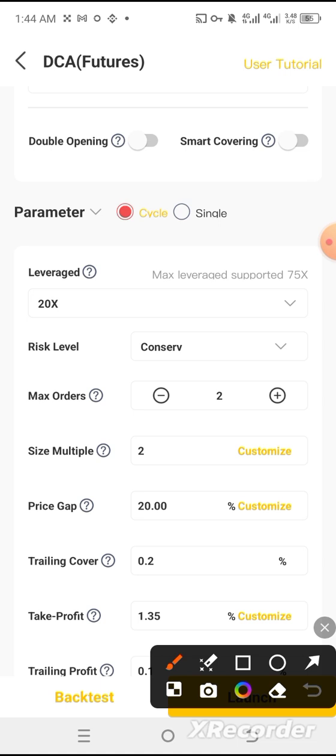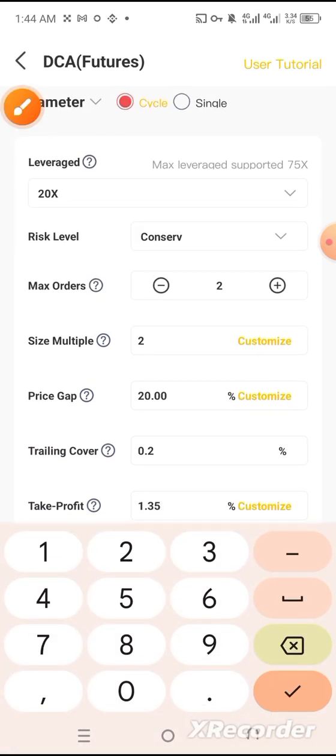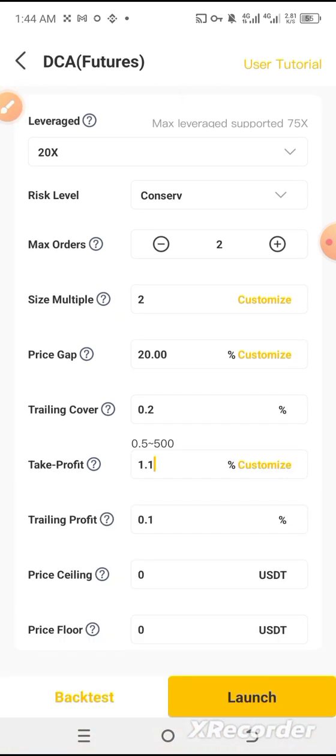We have 20x leverage. We have maximum order is 2. Then we have size multiple is 2, that means times 2 of the last purchase. Maximum order simply means the number of times it will be buying more. Then the gap in between the buys, that is 20%. And my take profit, I want it to be 1.1. The reason is I always trade at 1%, but because this capital is small, that is why I'm trading at 1.1.